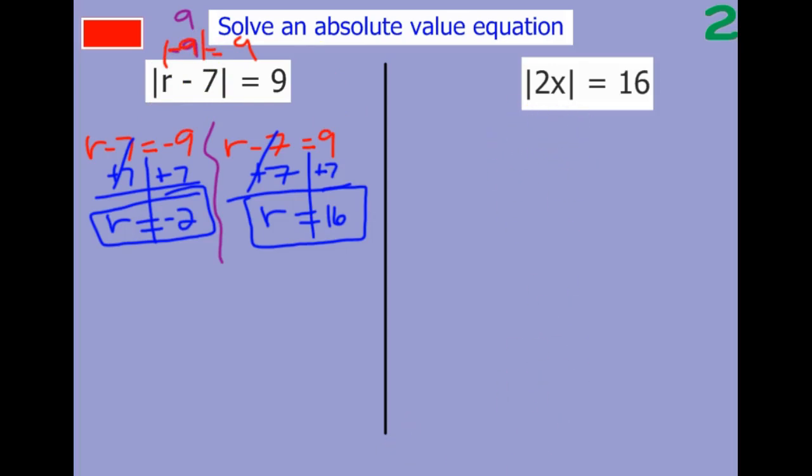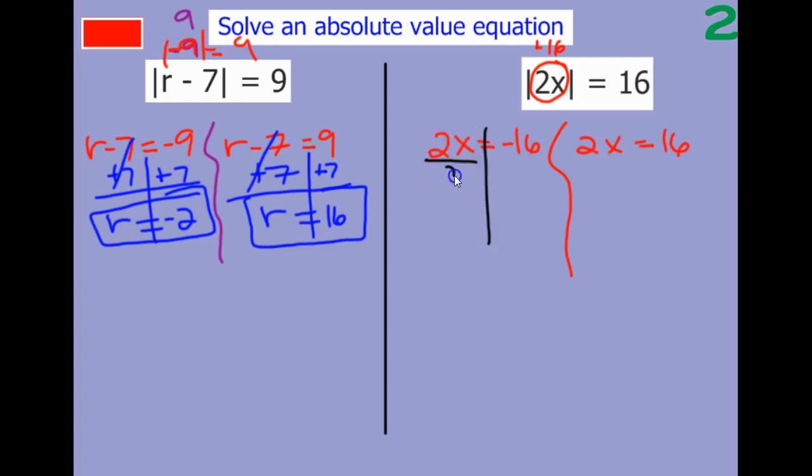Here's one. Whatever is in our absolute value here, this could be equal to a negative 16 to come out clean, or it could be equal to a positive 16 to come out clean. So I'm going to write one with the negative, 2x equal to a negative 16, and 2x equal to a positive 16.